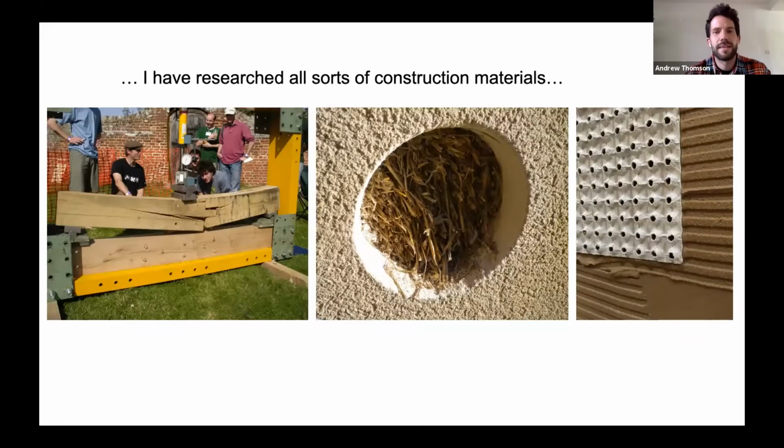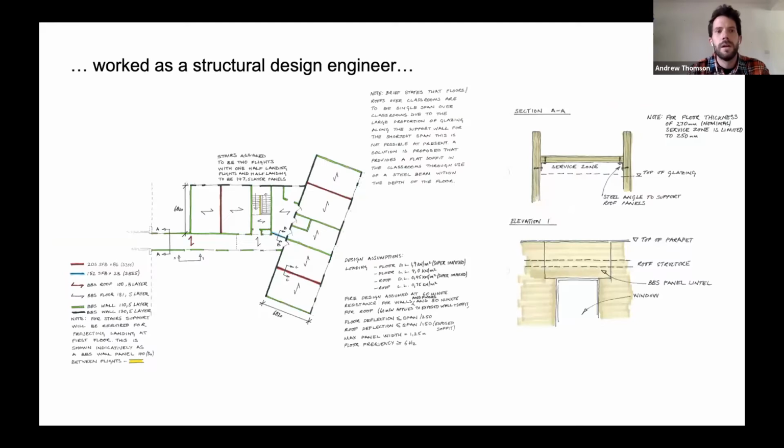That led to an interest in research, and I've researched a range of different construction materials. I did my PhD in timber engineering. I've worked on straw bale construction projects and done research into natural finishes and natural materials. I've also worked as a structural design engineer, and that's where I met James. That's where our collaborations started, working mostly on CLT buildings, though I particularly specialized in connection design, and we developed a shared passion for natural materials and timber design.